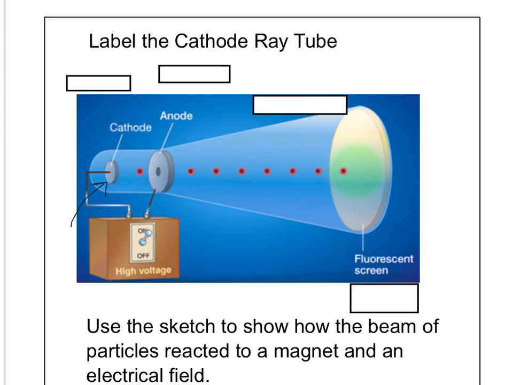And I guess most importantly, what was found was that you could bend this ray. So if you put a positive charge and a negative charge, you could bend this ray. The other thing is that no matter what sort of metal you put down here as the cathode, you still got the same particles with the same properties. So again, the significance here was that it was the first subatomic particle.